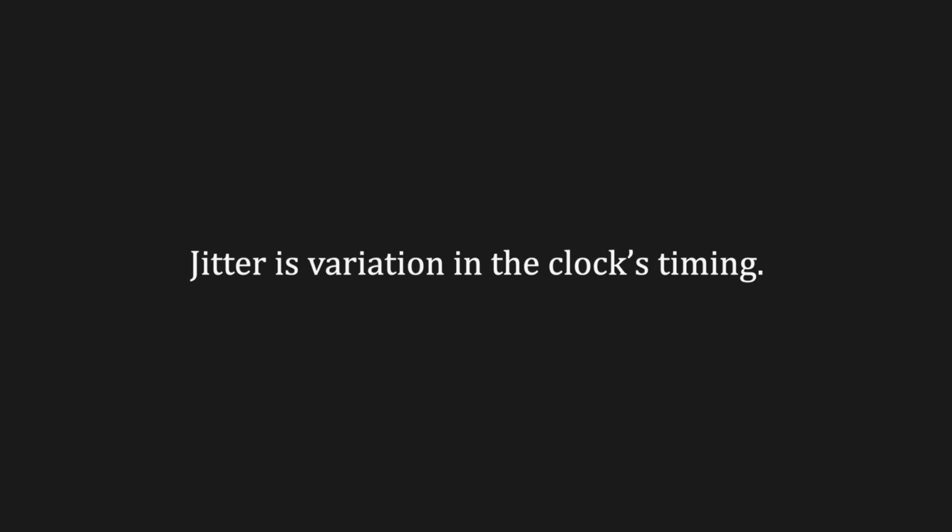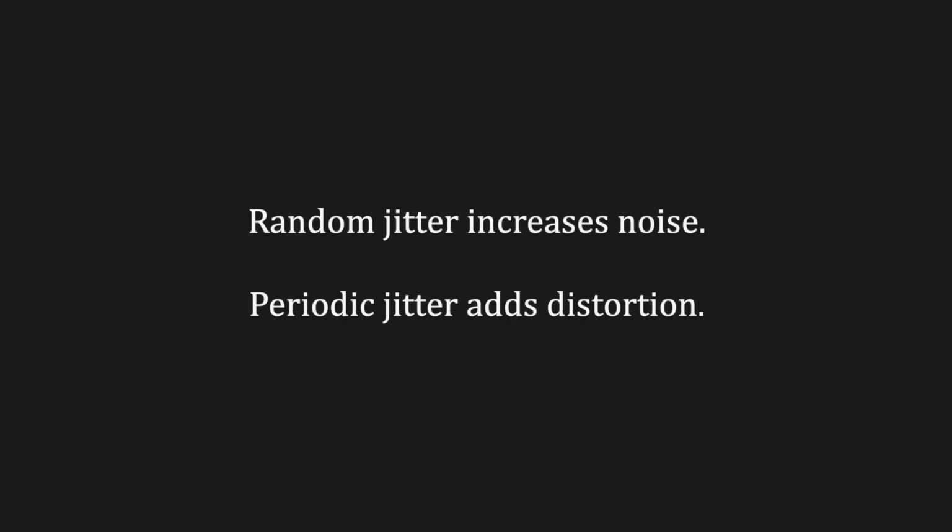AD converters are also sensitive to jitter, which is variation in the clock's timing. Random jitter increases noise, while periodic jitter adds distortion by creating sidebands around the main tone. A good converter keeps jitter low through a stable internal clock or clock recovery circuits that filter out timing errors from external sources.